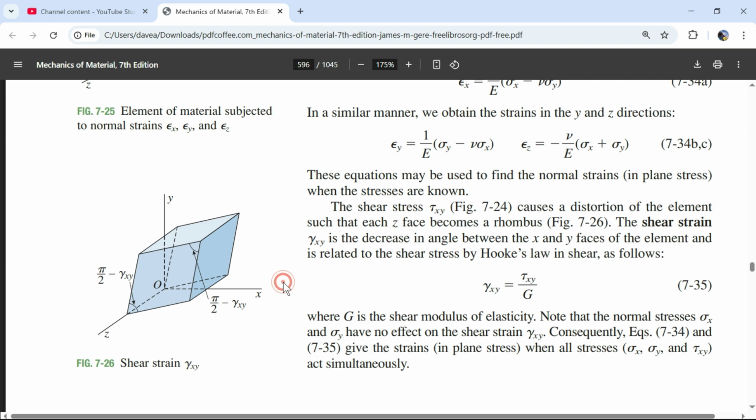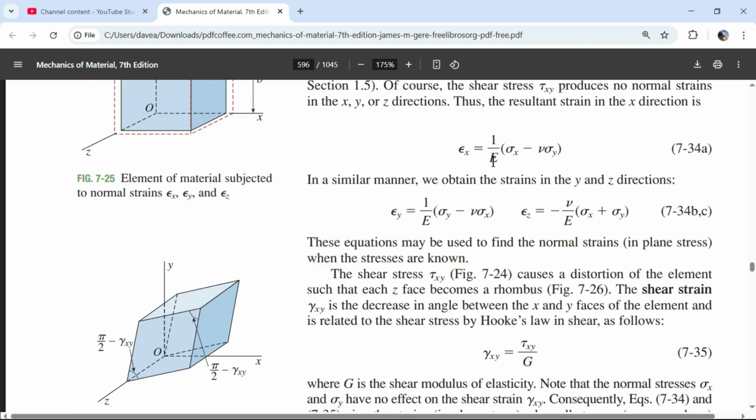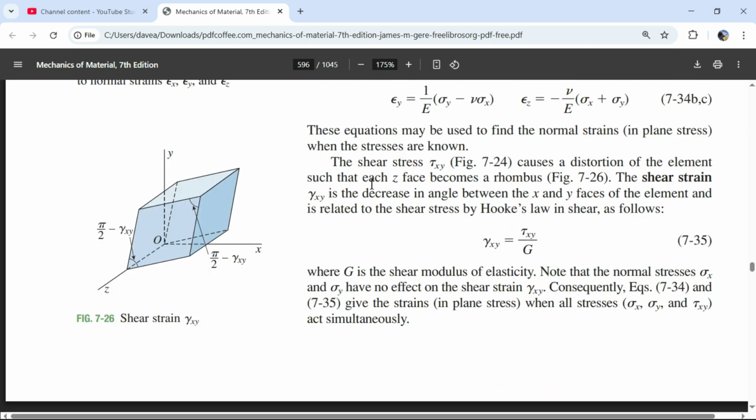All right, so these equations may be used to find the normal strains, that's the changes in length, in plane stress when the stresses are shown. So if we have a plane stress situation, these equations are legit. But if we have triaxial stress, and that's why they teach plane stress first, it's complicated enough, and then you think this is all there is. But no, I get it. Just adding another term, that's cool. We're going to add that other term later.